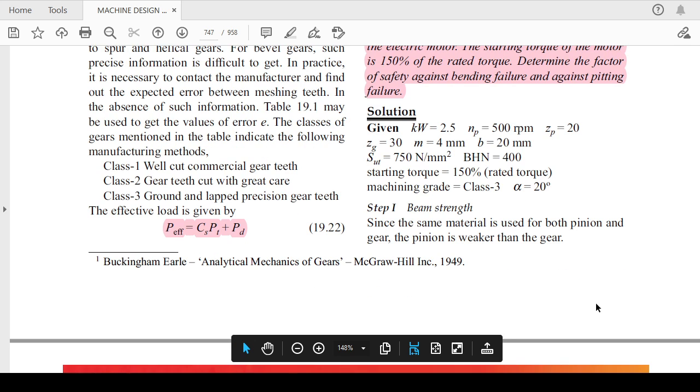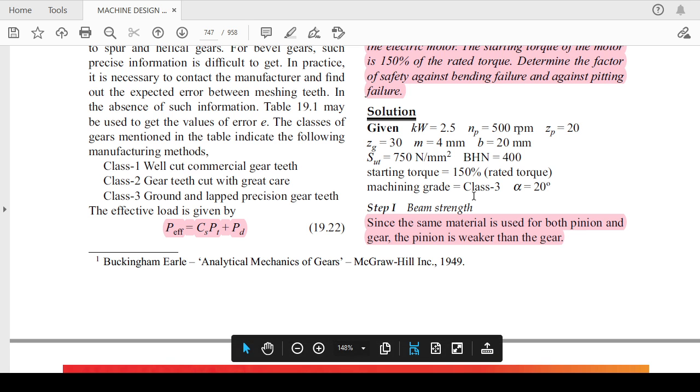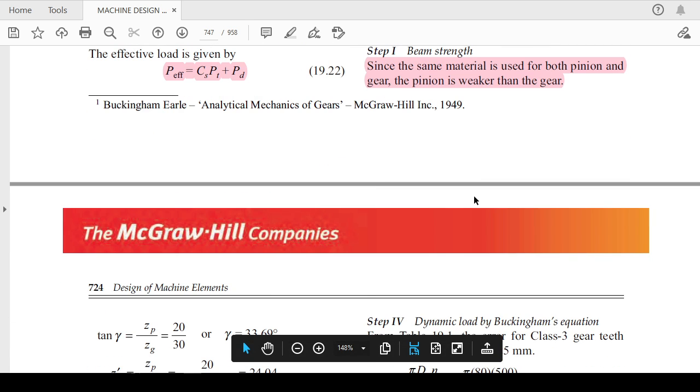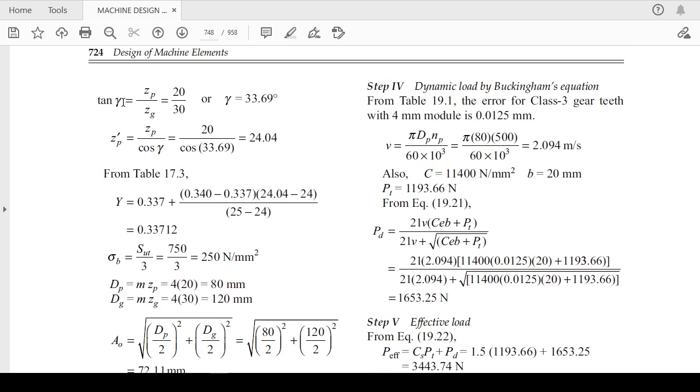Now let's get started. First step, we are going to calculate the beam strength. Since the material is the same, the pinion will be weaker. We have discussed many times during the calculation of gears that if the material is the same for both pinion and gear, then the pinion will be weaker. So you have to design on the basis of the pinion; if the pinion is safe, then the gear will already be safe. Now we have to calculate the value of tan gamma, which is ZP by ZG. With the help of that you can calculate the value of gamma, the pitch angle.